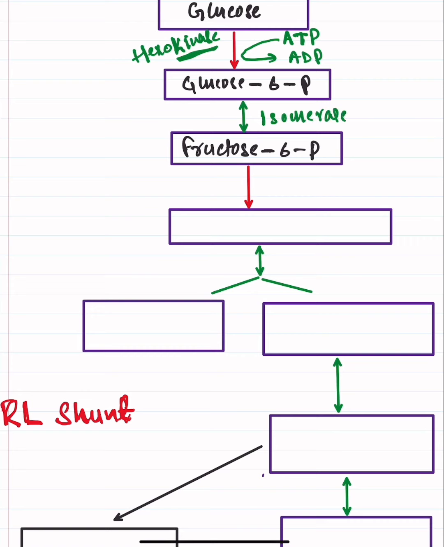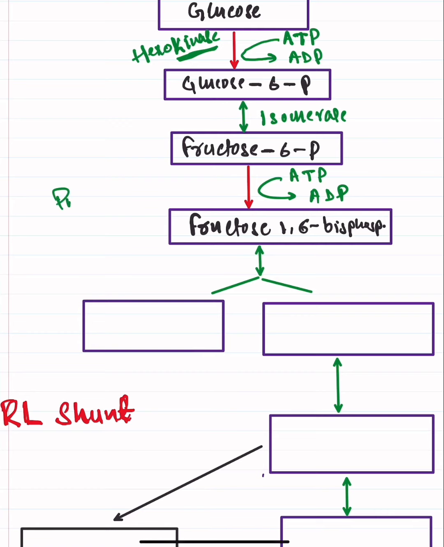The next step is very important, and why is it very important? Because one more phosphate will get added, fructose 1,6-bisphosphate. And who will give this phosphate? Again, ATP will give this phosphate, and ATP will change itself into ADP. The name of the enzyme here is phosphofructokinase.